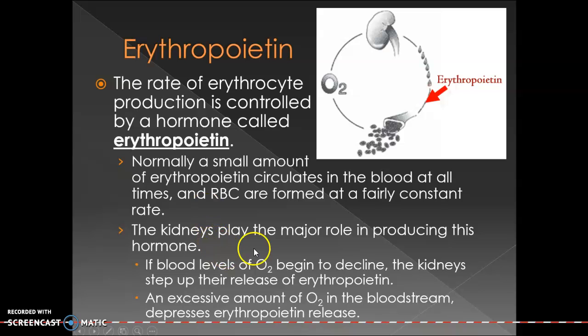So your kidneys are very important for your oxygen levels in your body. A decline in oxygen causes the kidneys to start producing more of this erythropoietin, and if there's too much, then it will not produce as much. And remember, that's that negative feedback system that we talked about in the endocrine system.